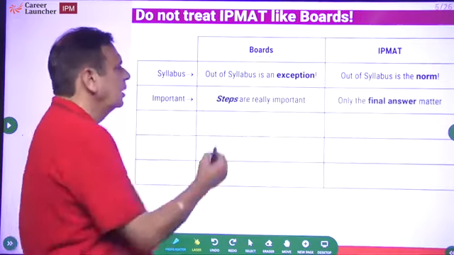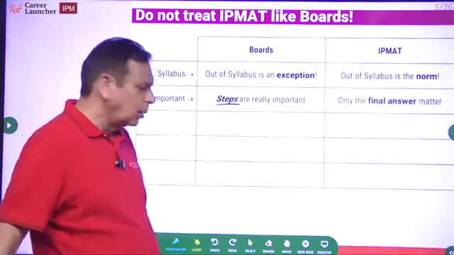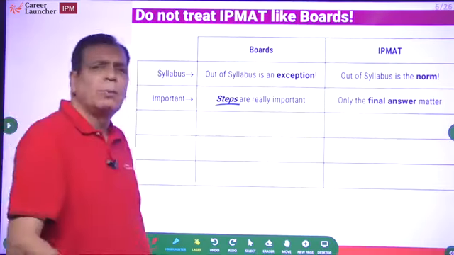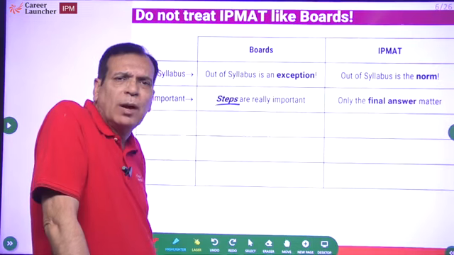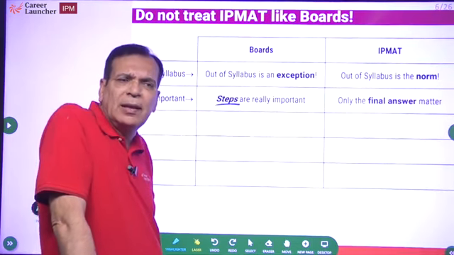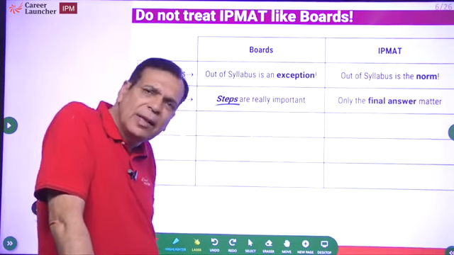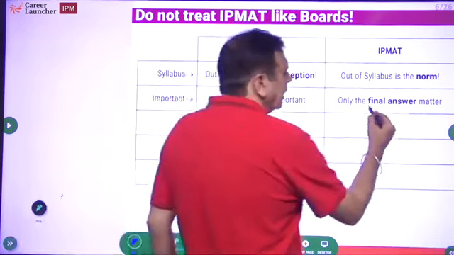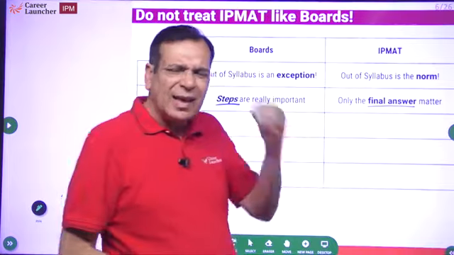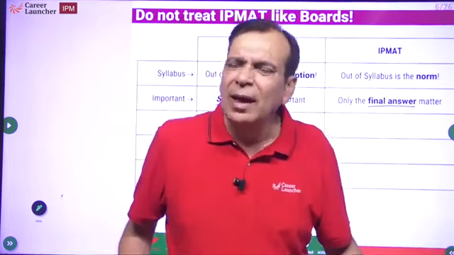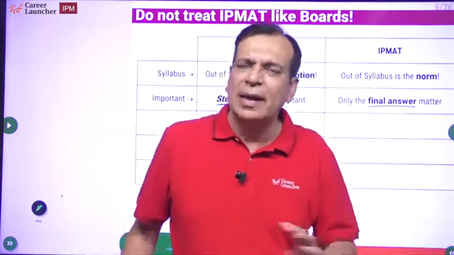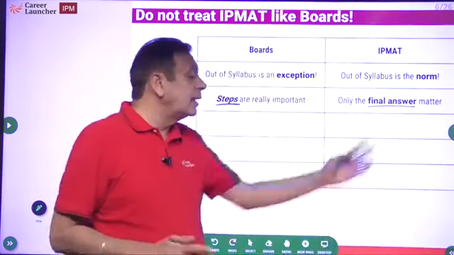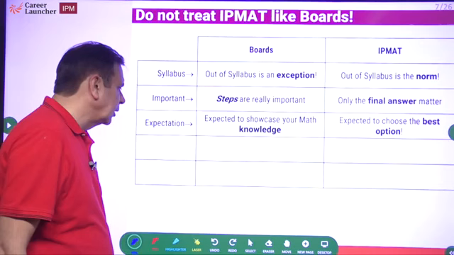Second thing, steps. The moment you look at a board exam, every step is important. You miss a step, you lose marks. If you write everything correctly and you don't get the right answer in the end, you'll still get a few marks. Why? Because every step is important. Here it is exactly the reverse. किस तरह से आंसर आए कोई फर्क नहीं पड़ता. आंसर सही आ गया ना, नंबर मिल जाएंगे. नहीं आया, you will get a negative mark. So that is what you need to remember. It is only the final answer that matters.